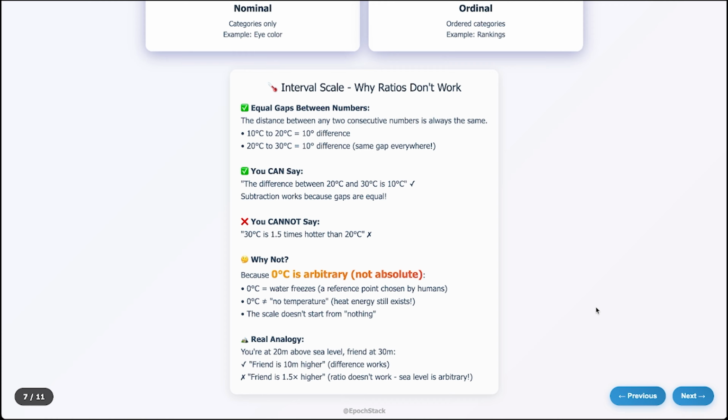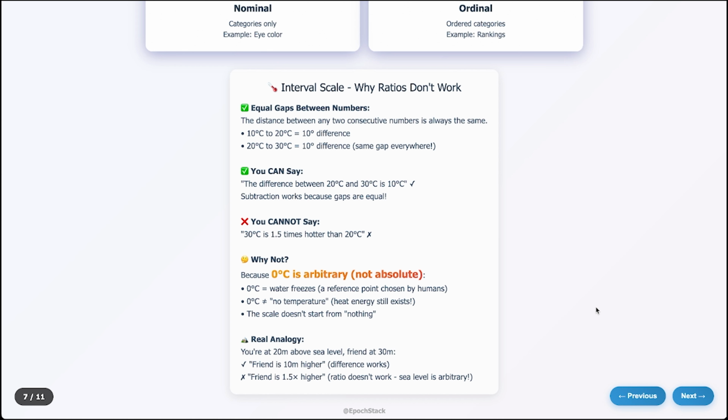In this case, subtraction works, but multiplication and division don't work. You cannot say that 30 degrees Celsius is 1.5 times hotter than 20 degrees Celsius. This is totally wrong. And why? Because here 0 degrees Celsius is arbitrary. It is not absolute, because the temperature has no starting point.